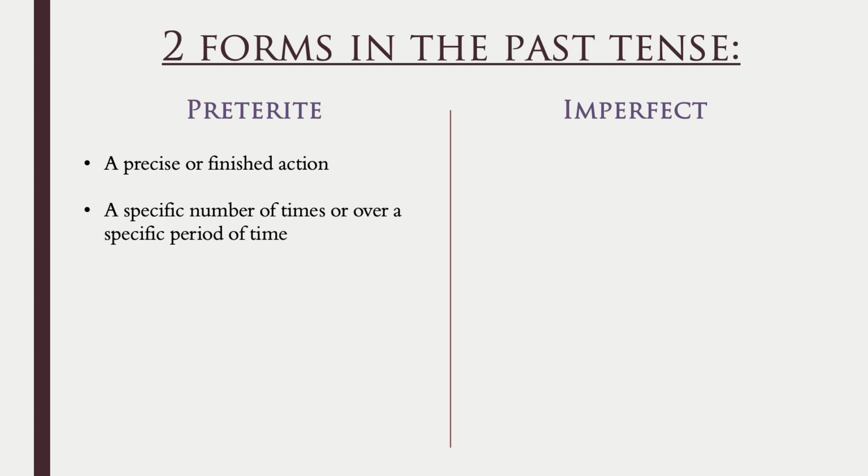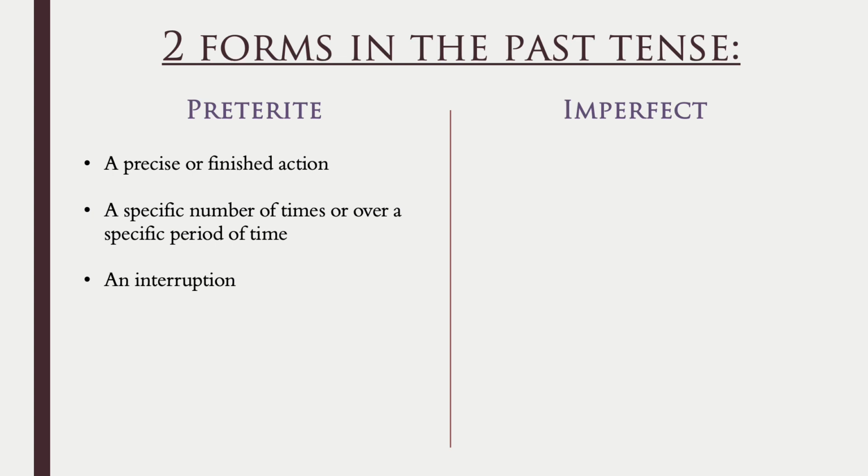Another time would be when it's a specific number of times or it's over a specific period of time. So if it's really specific, if I'm saying I lived in California for 5 years, that's going to be the preterite tense because you're specifying how long you lived there. If I just said, I lived in California when I was young, that's not going to be preterite because you're not specifying how long.